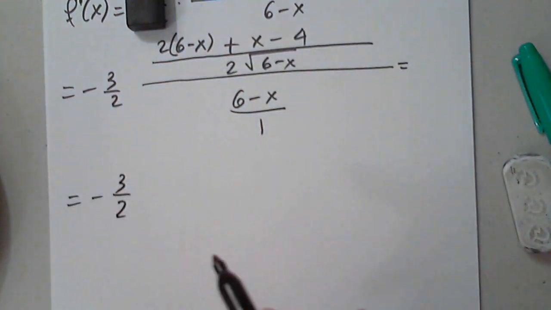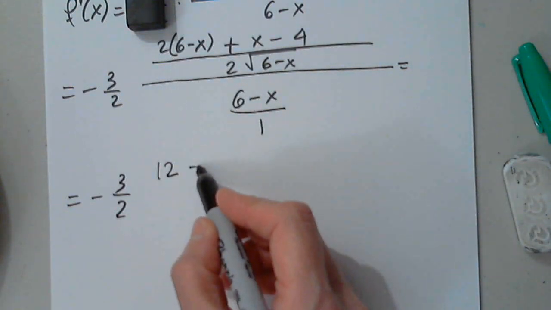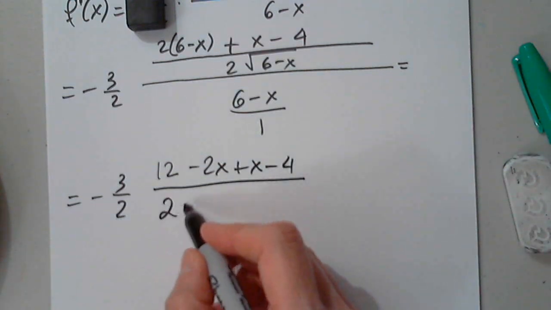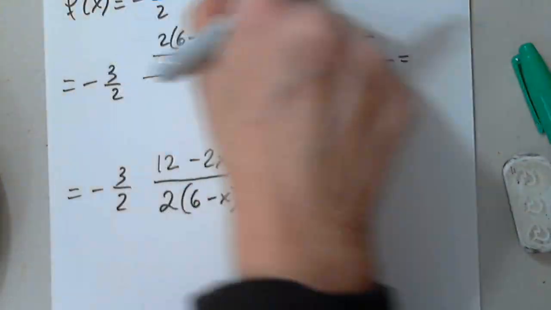So negative 3/2 in front. And now I will expand the numerator. So 12 minus 2x plus x minus 4, everything over 6 minus x, the square root of 6 minus x.